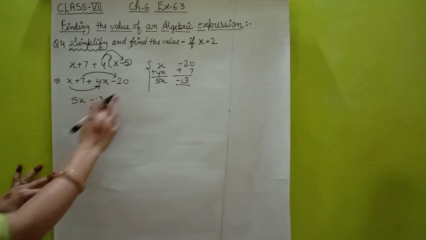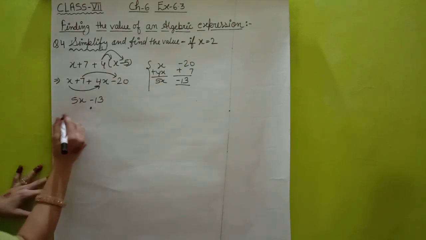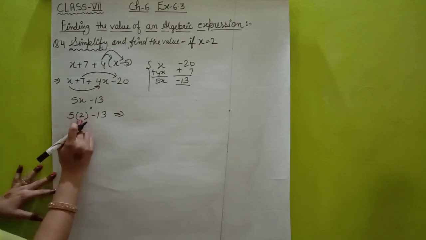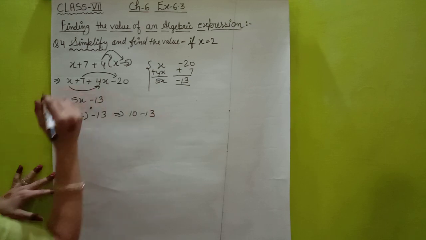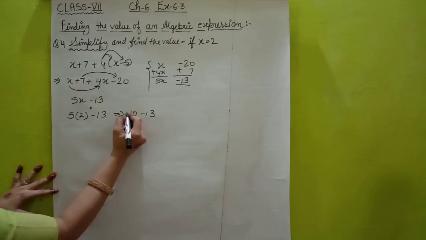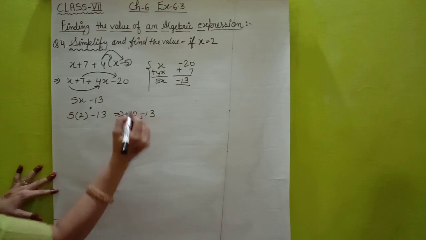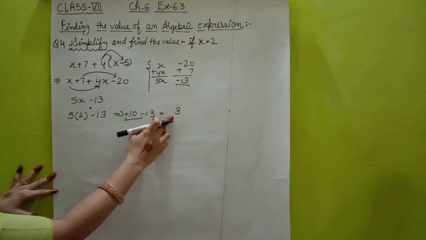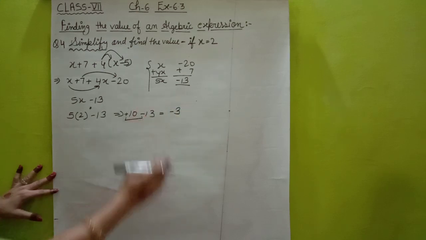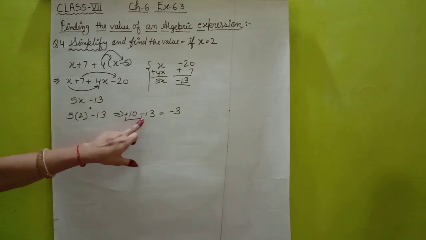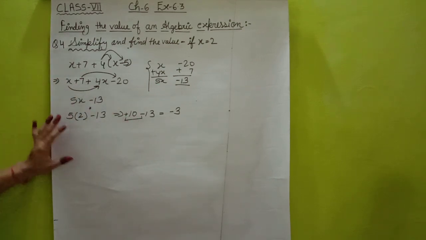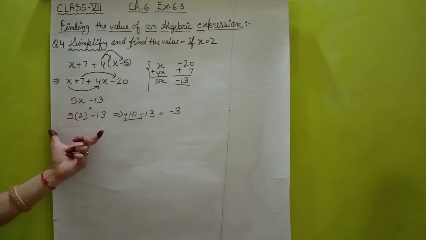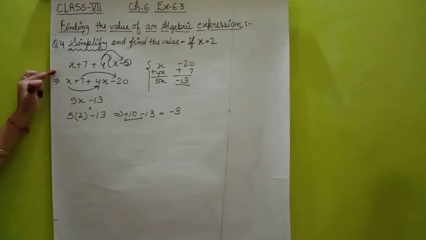Okay. Now x is equal to 2. We will write here 5 at the place of x, 2 minus 13. 5 multiply 2, 10 minus 13. 10 has a plus sign, 13 has a minus sign. Plus minus minus. 13 minus 10, 3. And what will be the sign of 3? Minus, because 13 is the greater number having the minus sign. So students, like this, first of all you have to simplify and then by putting the value of x you have to find the value of the given algebraic expressions.